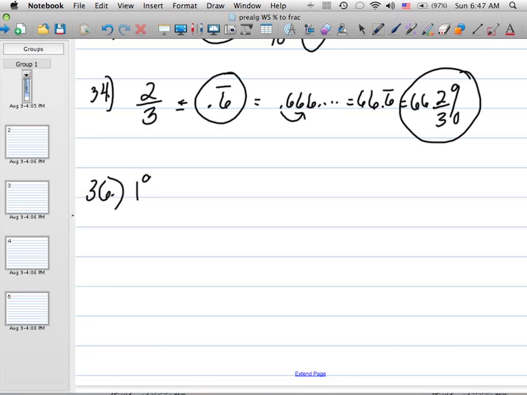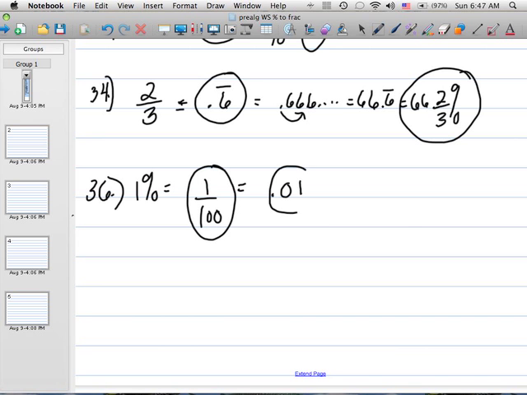And the last one, we have 1%. The fraction's easy enough. Put 1 over 100. Compare me to 100. And the decimal, change a percent to a decimal. We divide by 100, or move it 2 to the left, so it'd be 0.01.